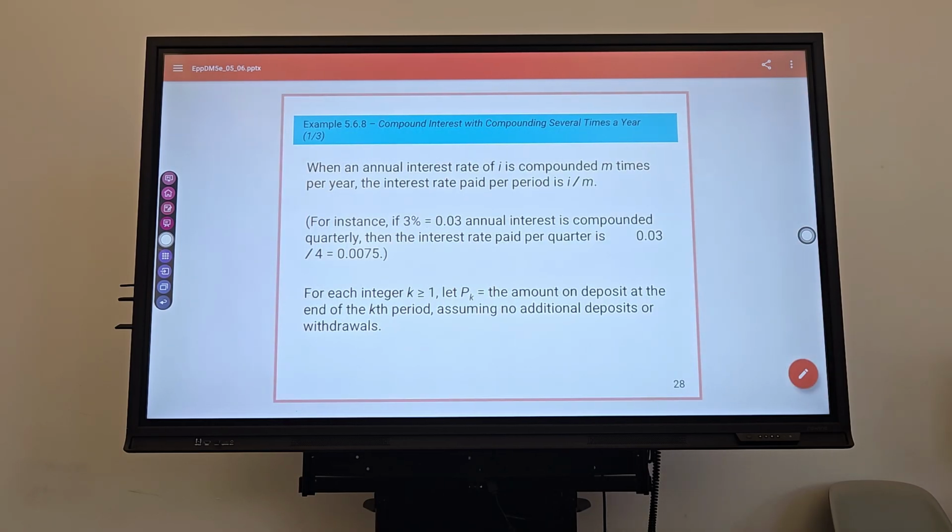When an annual interest rate of I is compounded m times per year, the interest rate paid per period is I divided by m. For instance, if 3%, equals 0.03, annual interest is computed or compounded quarterly, then the interest rate per quarter is 0.03 divided by 4. For each integer k greater than or equal to 1, let p sub k be the amount on deposit at the end of the kth period, assuming no additional deposits or withdrawals.